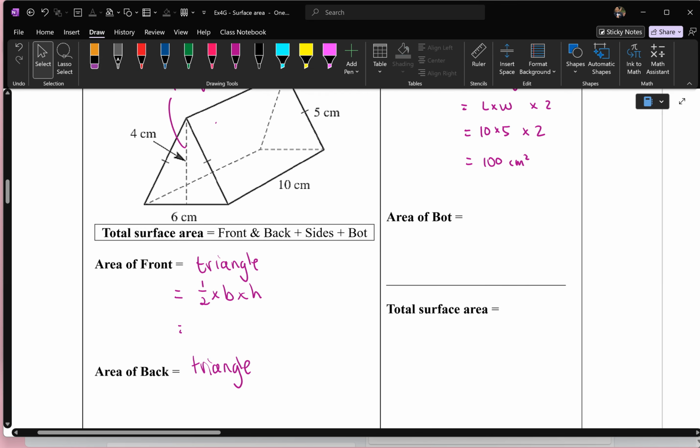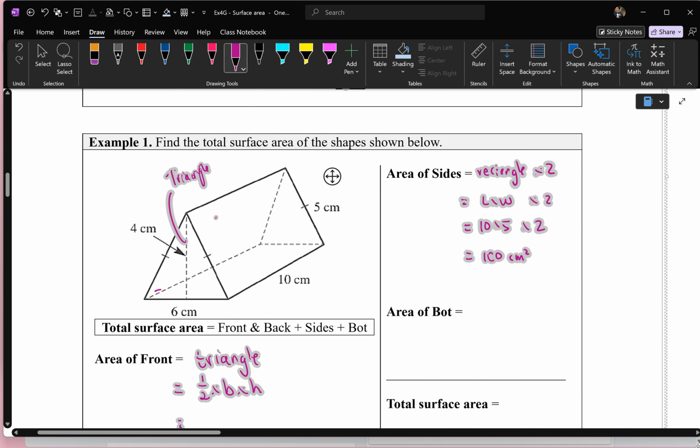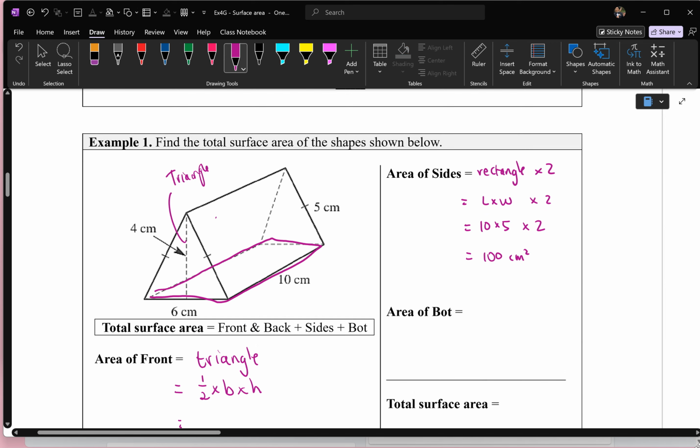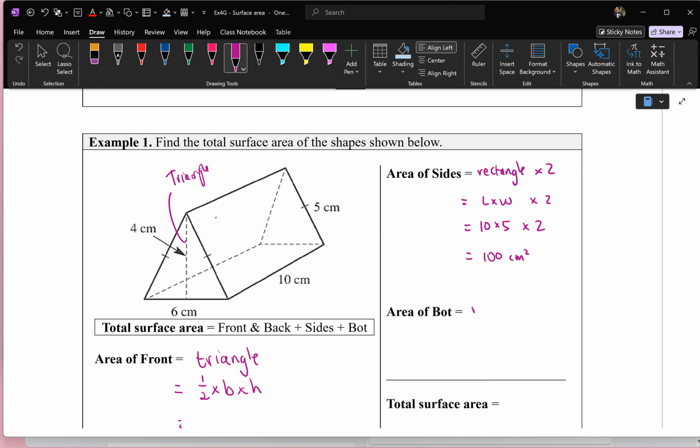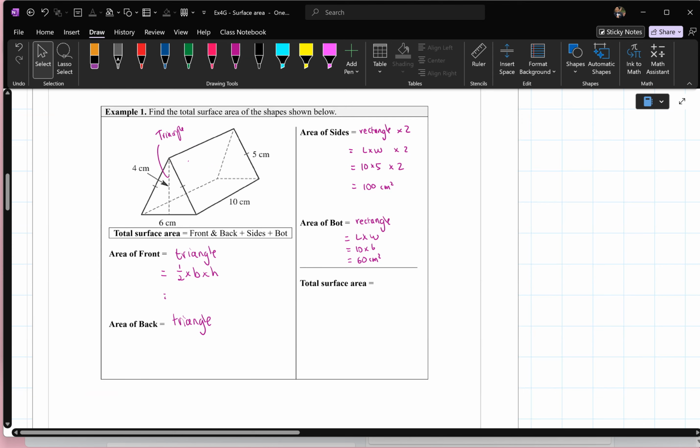But then there's the area of the bottom. The bottom shape is also a rectangle, but with a different length and width. It is length times width as well, but it is 10 times 6, which gives you 60 square centimeters. So the only ones that I'm missing at the moment are the 2 triangles at the front and the back.